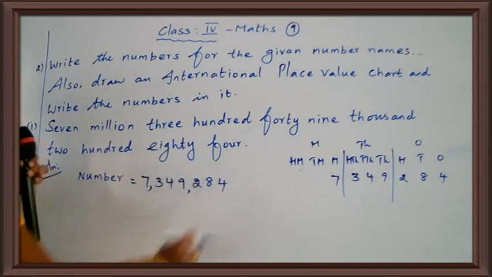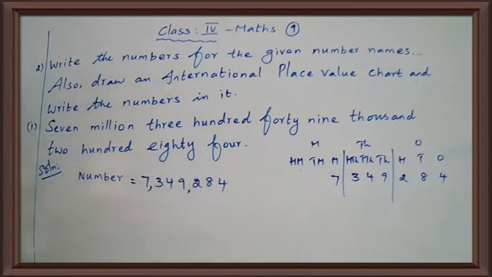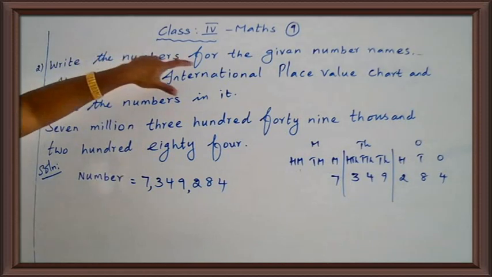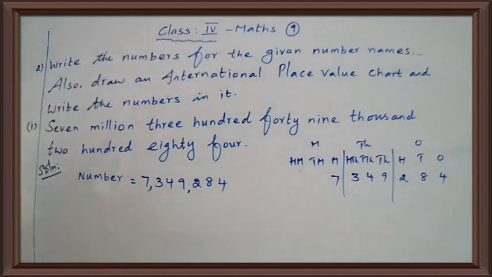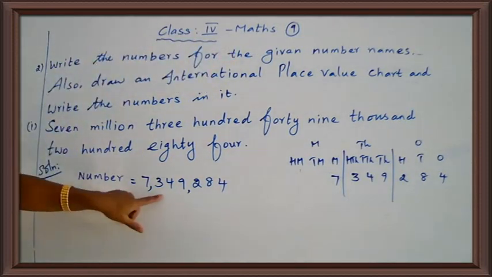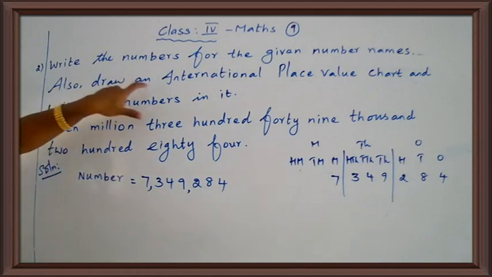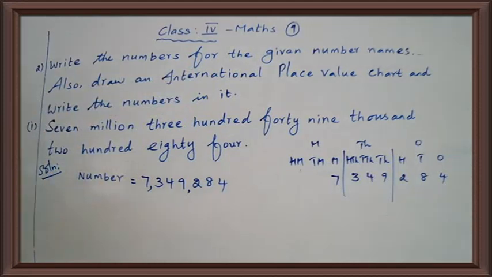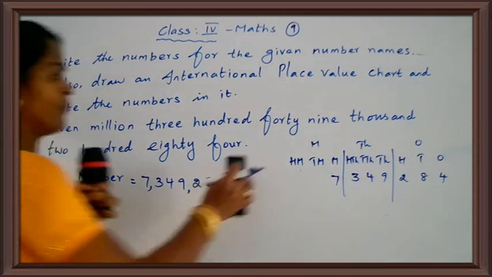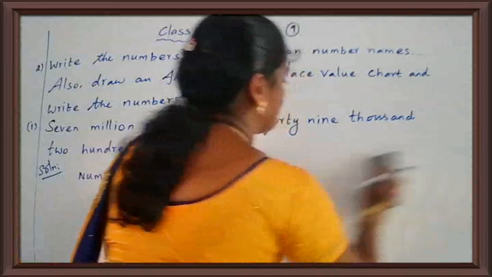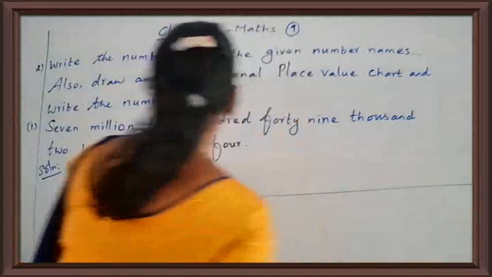7,349,284. Okay, so the first part is over. Write the numbers for the given number names. So the number is there. Now also draw an international place value chart. So now you do the international place value chart. Draw the international place value chart.